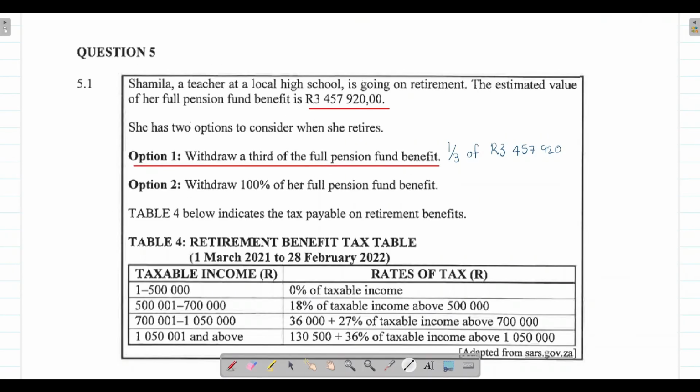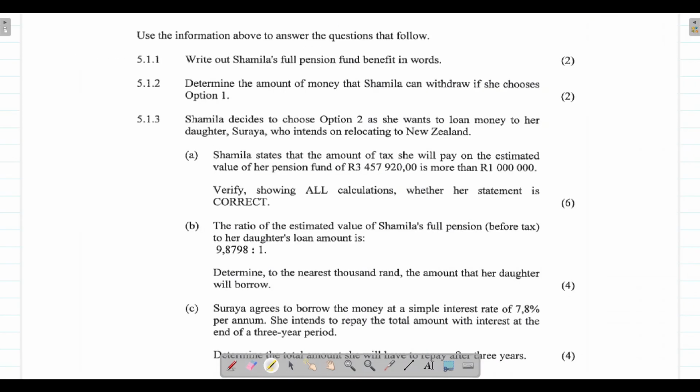So we are told here that Shamila is going to choose option number 2. She decides to take option number 2 because she wants to loan her daughter money, so that her daughter can relocate to New Zealand. If she takes out the full amount of 3,457,920, the amount of tax that she will pay is going to be more than 1 million. So we need to verify, showing all calculations, whether her statement is correct.